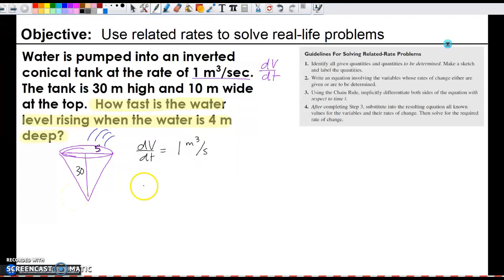Now I want to know what the height is changing at. What rate is the height changing? How fast is the water level changing? Remember, water level is just the surface of the water. How fast is the water level changing with respect to time? That's my big question here that I want to figure out.